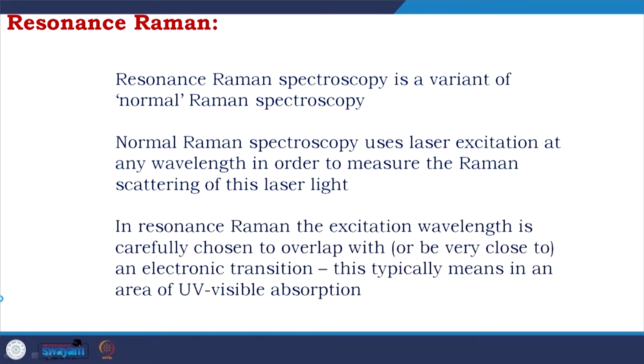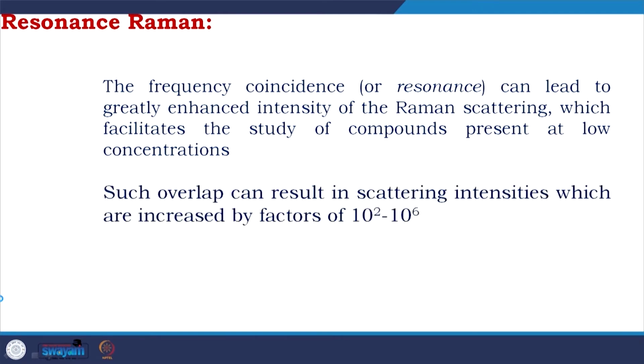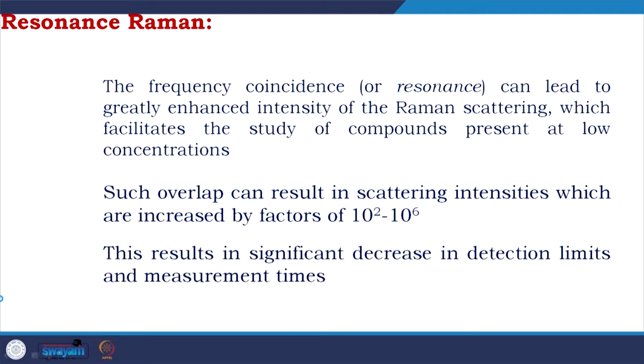In resonance Raman, the excitation wavelength is carefully chosen to overlap with or be very close to an electronic transition. This typically means in an area of UV visible absorption. The frequency coincidence, or resonance, can lead to greatly enhanced intensity of Raman scattering, which facilitates the study of compounds present at low concentration. Such overlap can result in scattering intensities which are increased by a factor of 10 to the power 2 to 10 to the power 6. This results in a significant decrease in detection limit, an increase in signal intensity, and a decrease in measurement time.